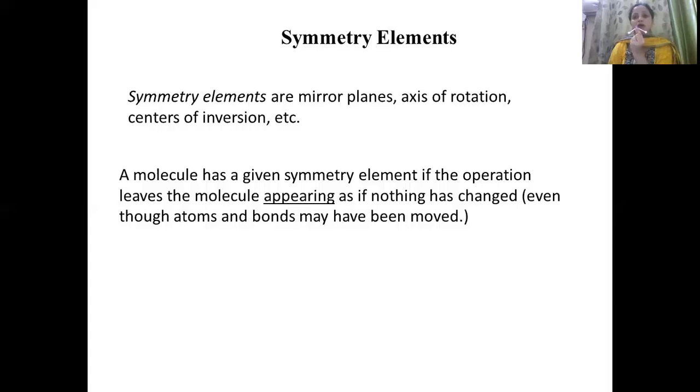So just open your eyes, observe that. Your eyes are not able to observe any change to the molecule. So this axis of rotation is present, and this particular symmetry element is present in the molecule. What I mean to say is, a symmetry element is said to be possessed by a molecule if some operation is done to the molecule and that leaves the molecule unchanged. So that symmetry element is present.